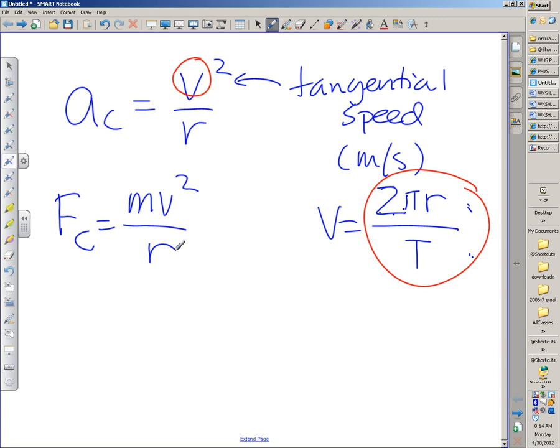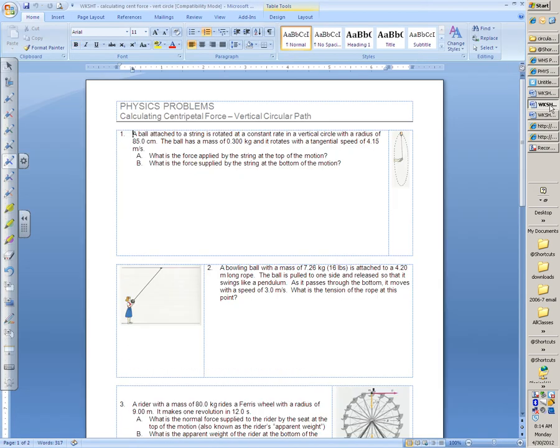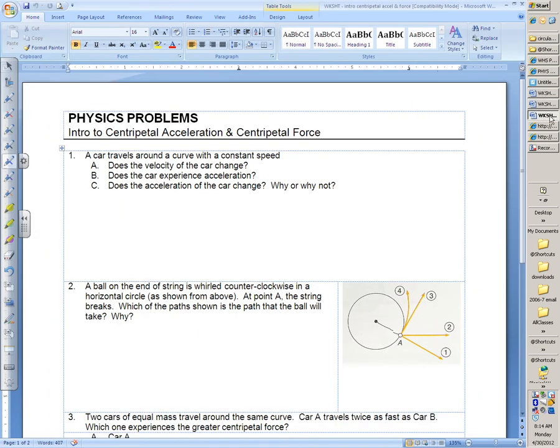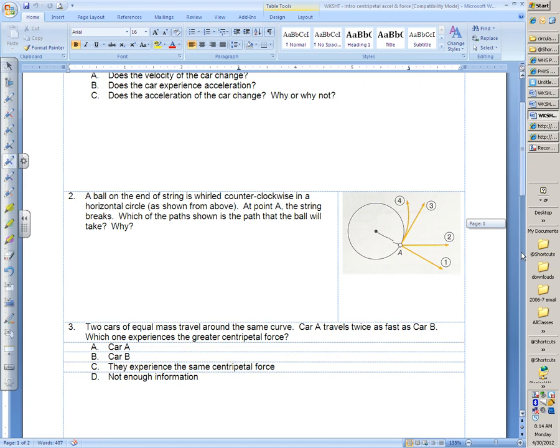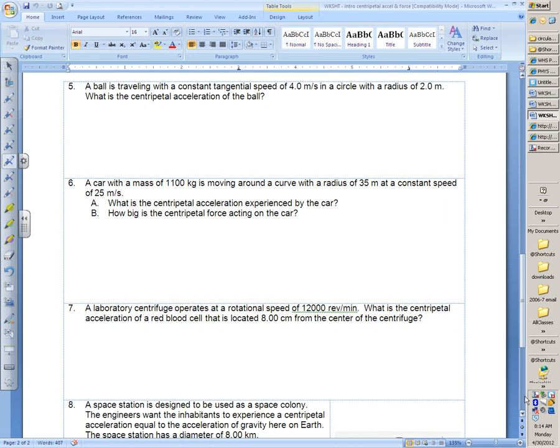Good with these two formulas? The first problem set I gave you in this section was this one. It says Intro to Centripetal Acceleration and Centripetal Force. On this problem set, the first side was very conceptual, talking about the things that influence centripetal acceleration and centripetal force, and how they influence those things. And then the back side were some sample calculations. Calculating centripetal force, calculating centripetal acceleration.